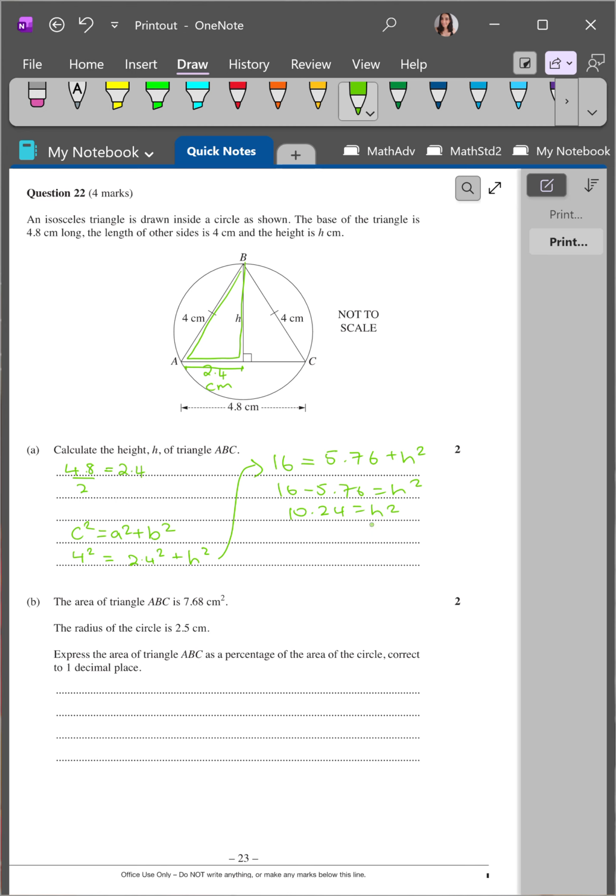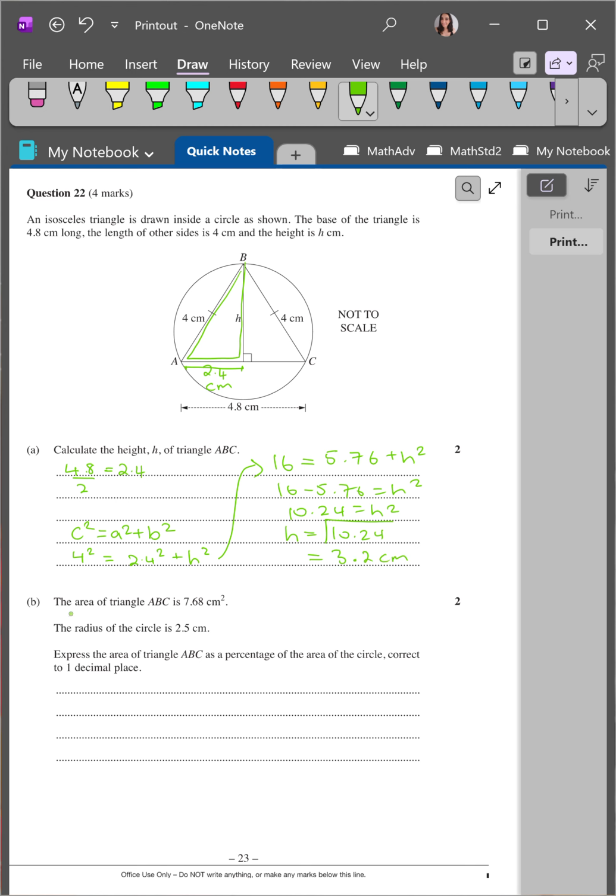To get h on its own, we have to square root both sides. So if we square root 10.24, that's going to equal h. So h equals the square root of 10.24. We already square rooted the h and it gets h. And this is going to be equal to 3.2 centimeters.